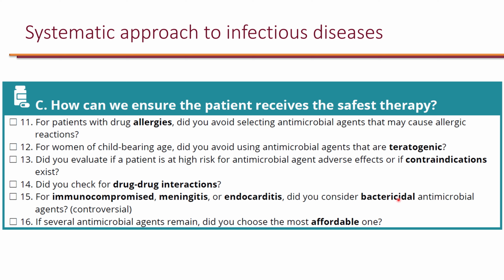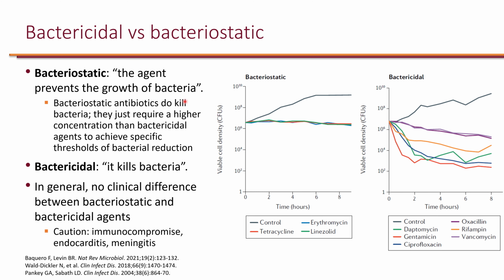Now this is a bit controversial because the evidence for this is not clear, so it's not studied well. But in theory, we think that bactericidal may benefit patients who are immunocompromised or have meningitis or endocarditis. And here's what that means. So essentially, the definition of bacteriostatic means that the agent prevents the growth of bacteria, whereas bactericidal means that it actually kills bacteria. So let's look at this graph, the graph in the middle on bacteriostatic.